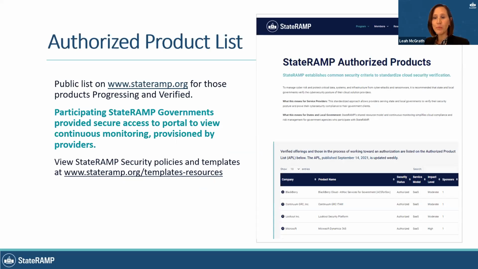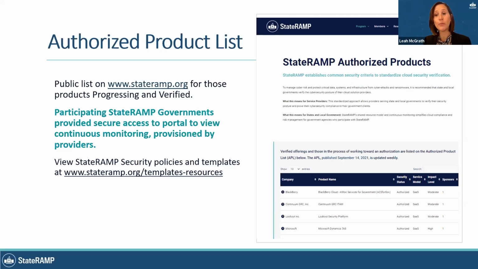We do publish on our website at stateramp.org our authorized product list. On this page, if you scroll down, you'll also see our progressing list. So we show on our authorized product list all of those products that have achieved a StateRAMP Ready or verified status of Ready or Authorized, as we've walked through. These are the products that have gone through that full process.